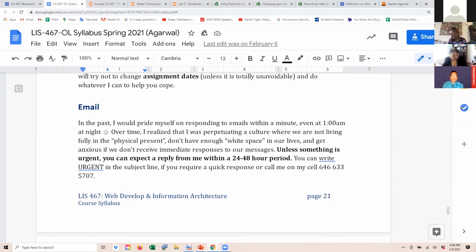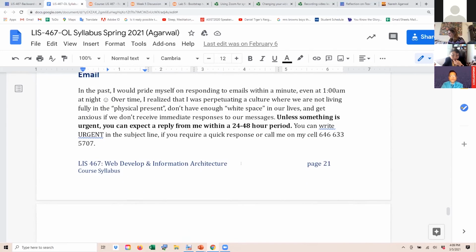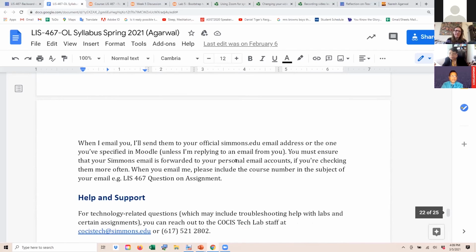And over time, I realized that I was perpetuating a culture where we're not living fully in the physical present, don't have enough white space in our lives, and get anxious if we don't receive immediate responses to our messages. So unless something is urgent, you can expect a reply from me within a 24 to 48 hour period. I still tell them that I still try to respond within the day, but I have a statement here just so that they don't get anxious if they don't get an immediate reply.